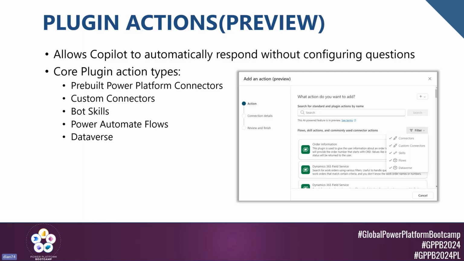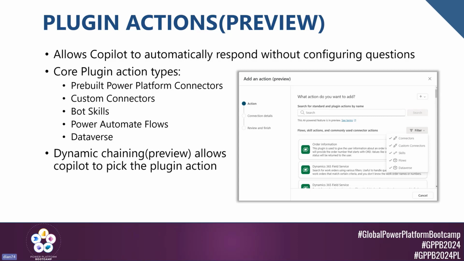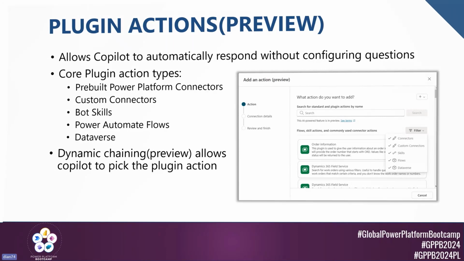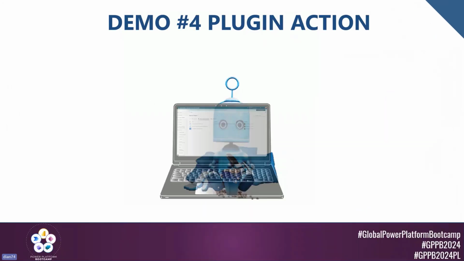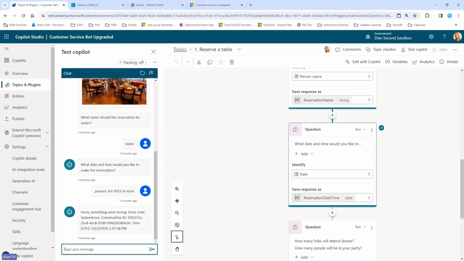And then plugin actions combined with dynamic chaining, where we're going to go even crazier, which is also in preview, is going to allow Copilot to automatically respond to a query or a question without the need to match a trigger phrase, that I talked about earlier. So by using AI, Copilot will find the correct plugin action to run. So that's pretty cool, right? Let me just go ahead and show you that as well.